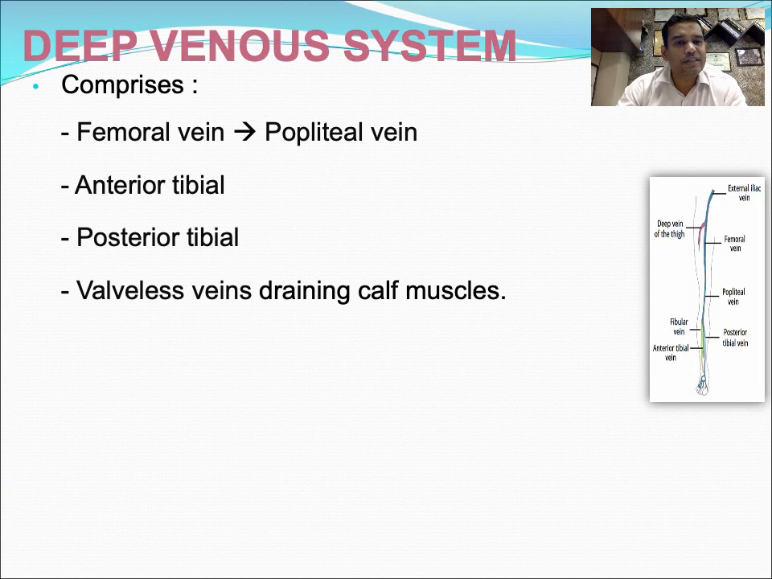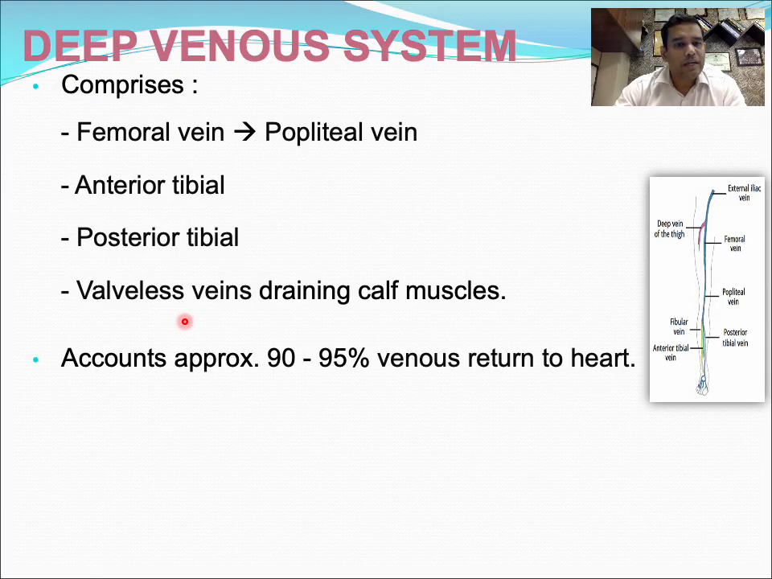The next system is the deep venous system. It comprises the femoral vein in the groin region. Then it descends into the popliteal vein, anterior tibial vein, posterior tibial vein, and there are valveless venous systems in the calf muscles, gastrocnemius and soleus. They don't have valves. It carries almost 90 to 95% of the venous return of the lower limb towards the heart. So most of the blood from the lower limb is carried by the deep venous system. Only 5 to 10% of the blood from the lower limb is carried towards the heart via the superficial venous system, that is the long and the short saphenous vein.